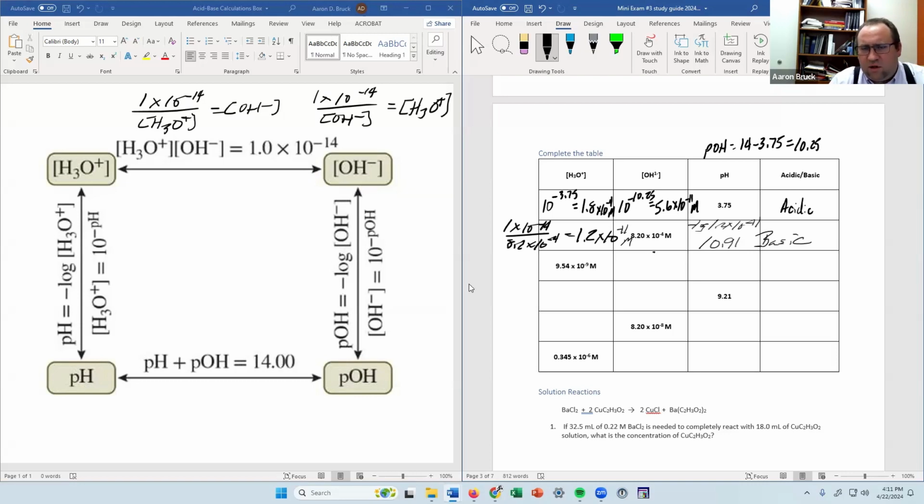All right, similarly, we can do the same thing with this third line here. 1 times 10 to the negative 14th over 9.54 times 10 to the negative 9th. That would give us 1.05 times 10 to the negative 6th.